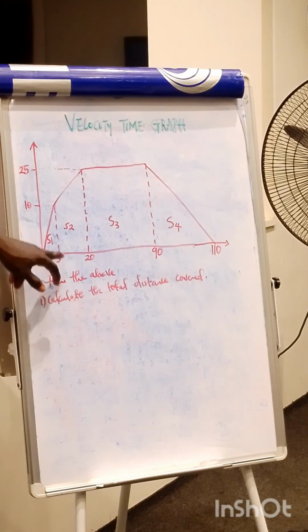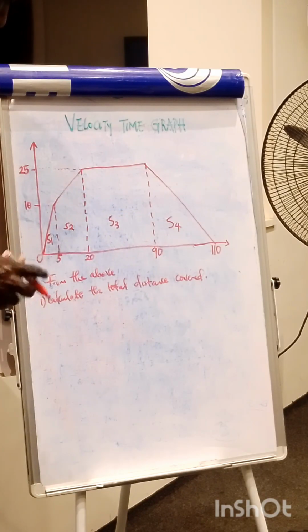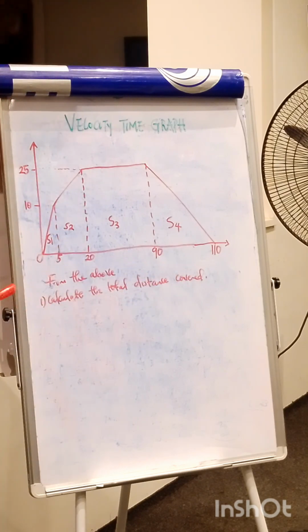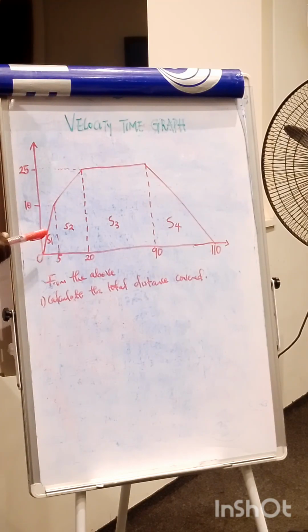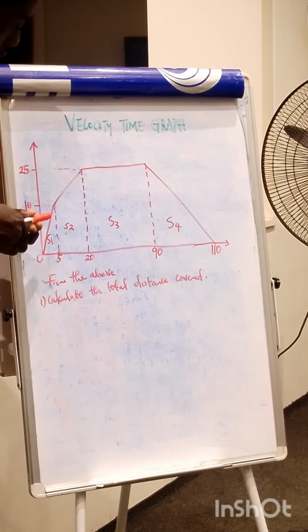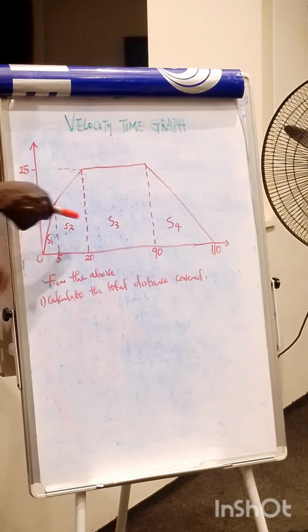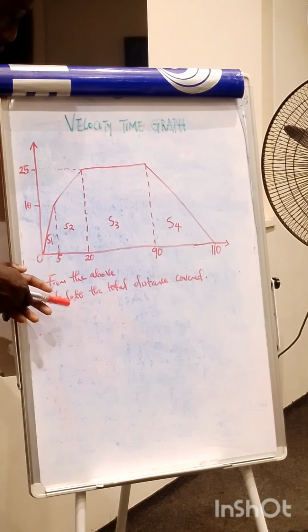Since you're having section 1, section 2, section 3, section 4, you will now calculate the total distance covered. Meaning that the distance covered in S1, you add it to the total distance covered in S2, then the total of S3, also the total of S4. So the overall total is what they are now asking you in the question.